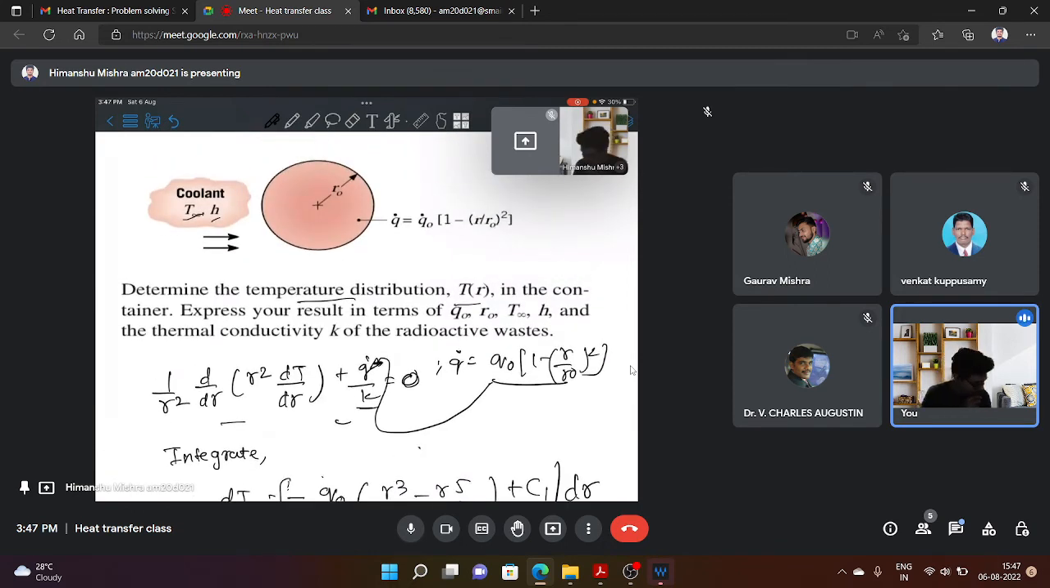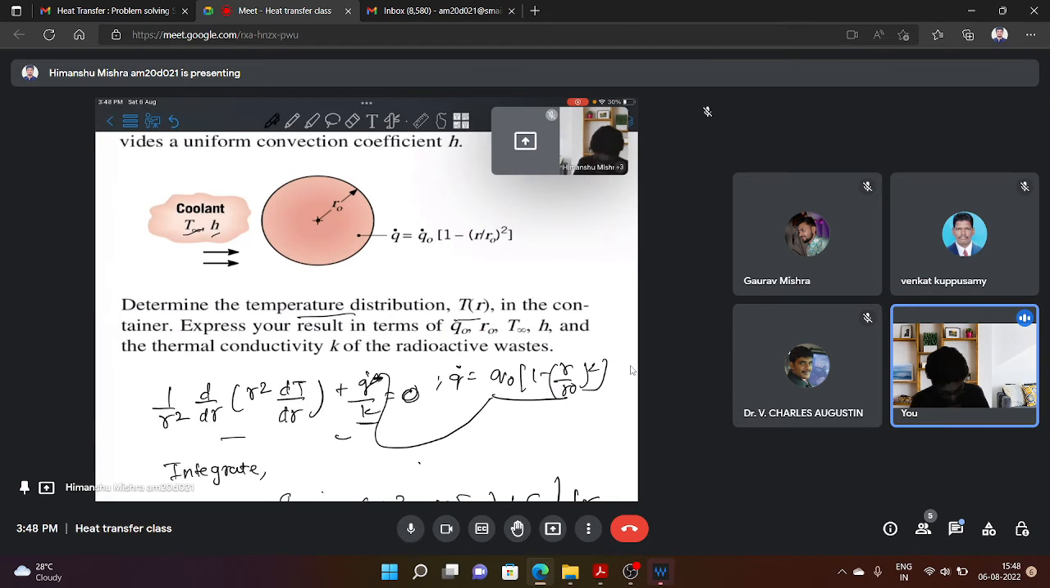The boundary condition will be dT by dr at r equals 0 is 0. So the slope of this temperature gradient in the radial direction will be 0. The other boundary condition we can use at the interface. In the last class I discussed that if we have multiple modes of heat transfer like convection and conduction, then at the interface we can use both modes of heat transfer as the boundary condition. So we have here convection heat transfer, and here the heat transfer takes place due to conduction.